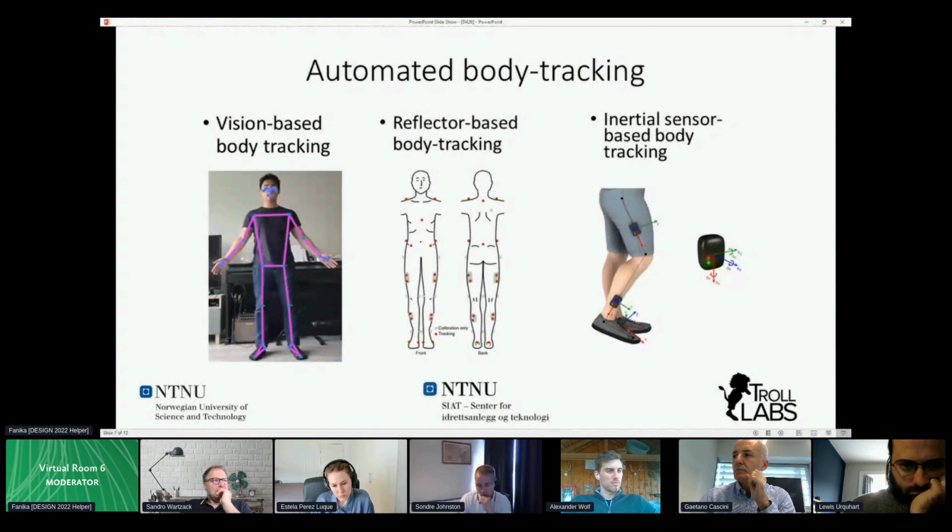There are three main categories in automatic body tracking: vision-based, reflector-based, and inertial sensor-based, of which the latter two technologies require the user to wear potentially intrusive sensors on their body during tracking and are confined to testing in lab environments. Vision-based body tracking has generally been regarded as lacking in fidelity, but we argue recent advances in open source software have increased both fidelity and accessibility for design researchers.